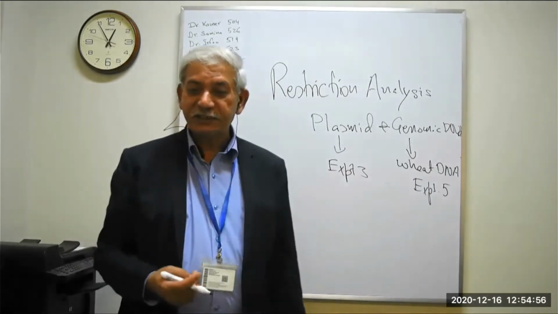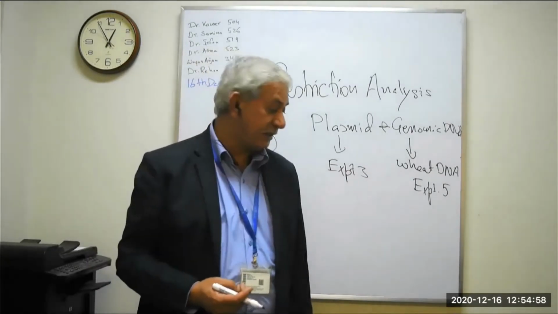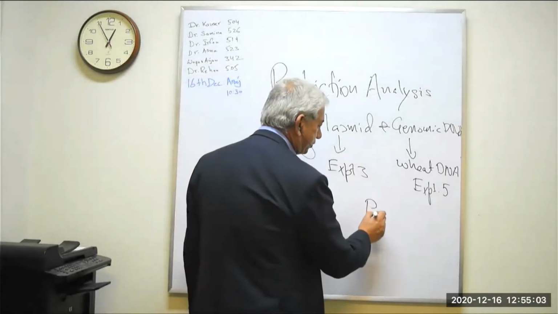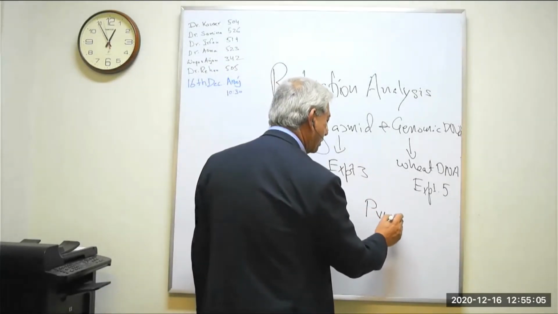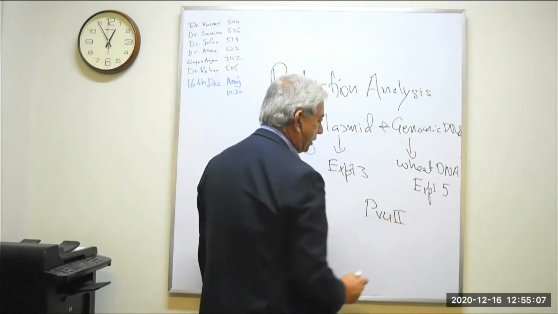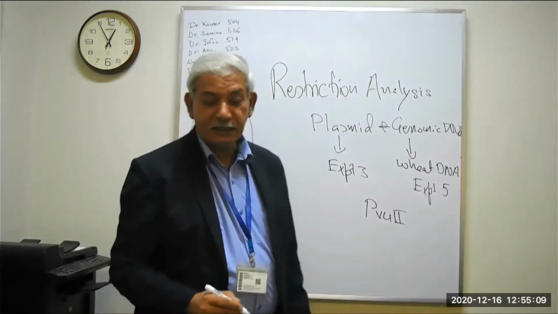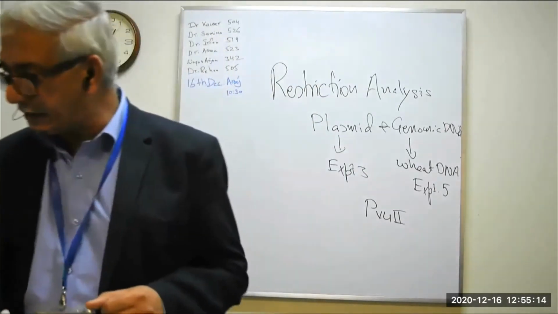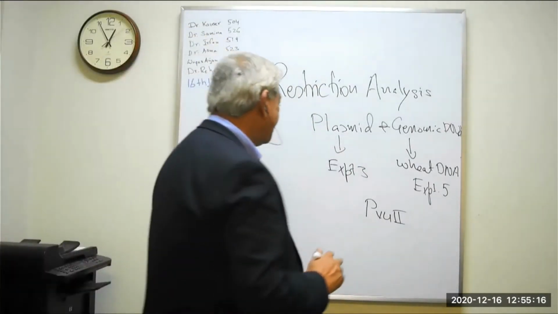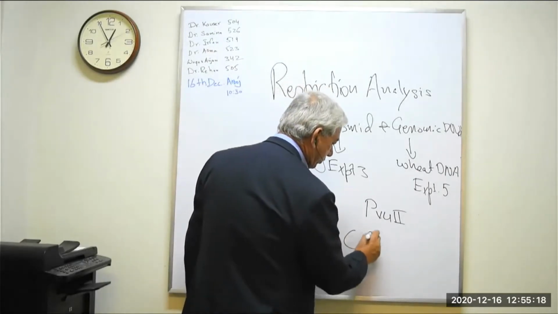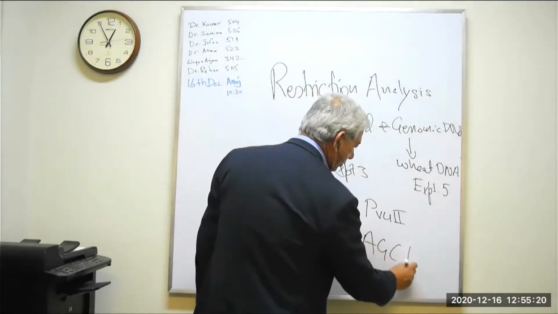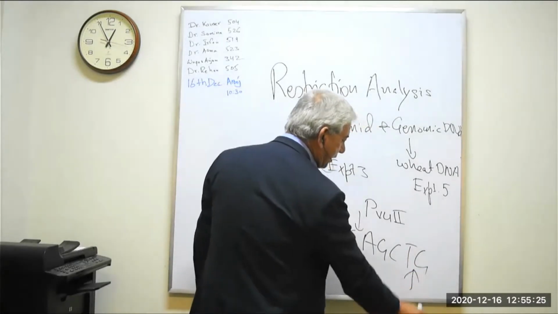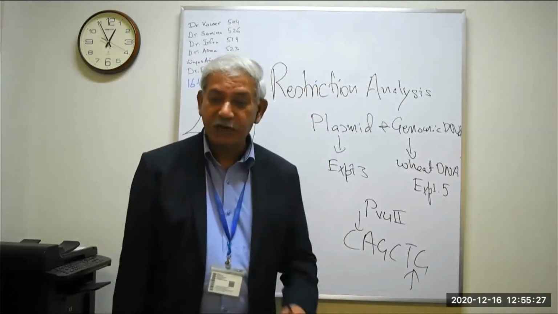The restriction enzyme that we will be using in this case is PvuII. This enzyme is a hexanucleotide cutter and will cut CAG, CTG, and will generate the 5' overhangs.